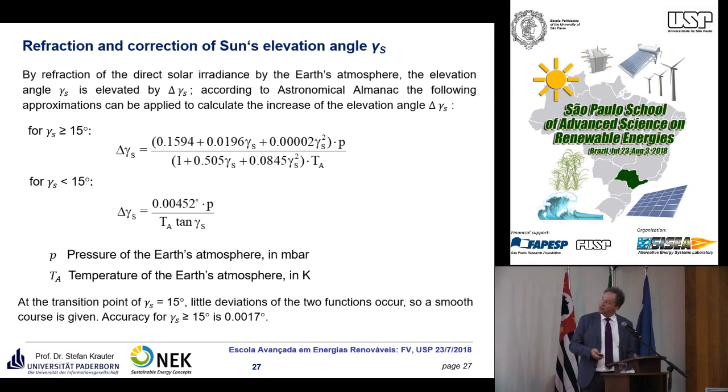Here, you can even consider the refraction of the air, because the refraction of the air does some distortion, and this is also considered here. This is from the astronomical almanac, so you can very accurately calculate the position of the sun, or the apparent position of the sun, which is relevant for your solar energy conversion.